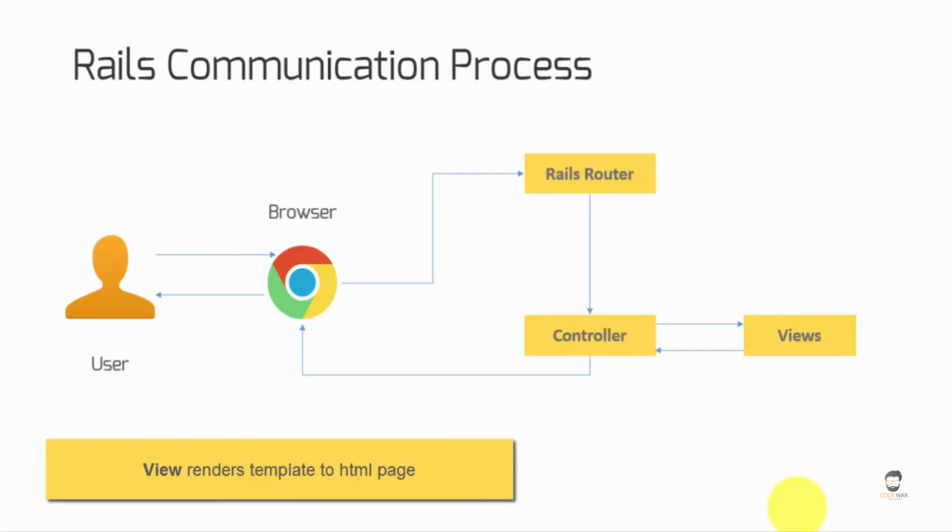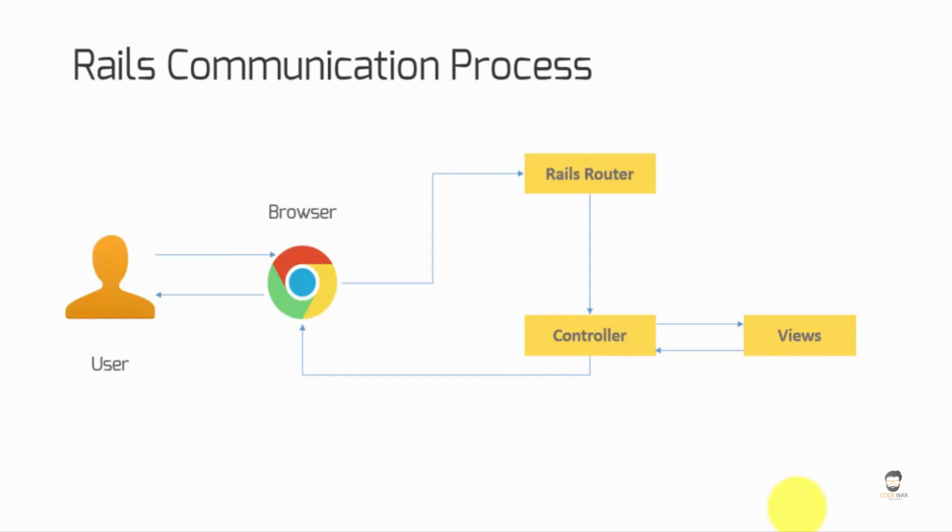The first step of this communication process is the user requesting a URL in the browser. When the request hits the Rails router, inside config/routes.rb, the router recognizes the URL and sends the request to the controller.